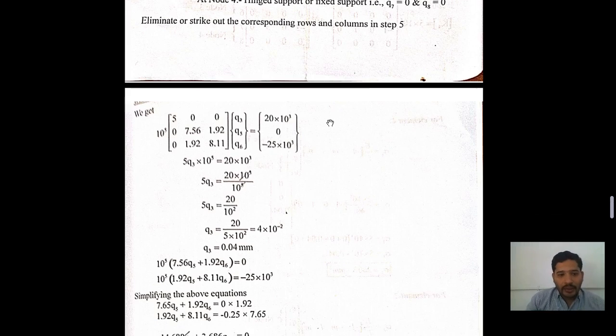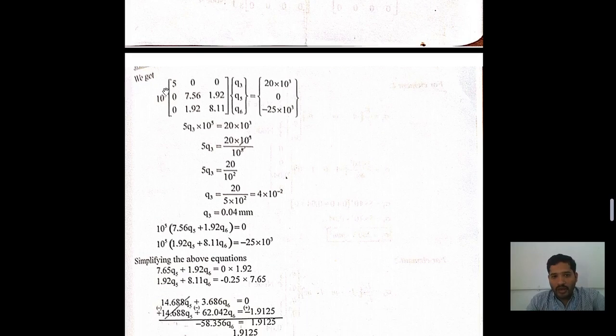Clear? After that, we just need to multiply these terms. 5 into Q3 plus 0 into Q5, it becomes 0, 0 into Q6, it becomes 0, equal to 20 into 10 power of 3. So if you divide this value, then you will get the answer of Q3 as 4 into 10 power of minus 2 meter. Again, if you multiply this term, then Q3 value is 0.04 mm. This is how we got the value of Q3.